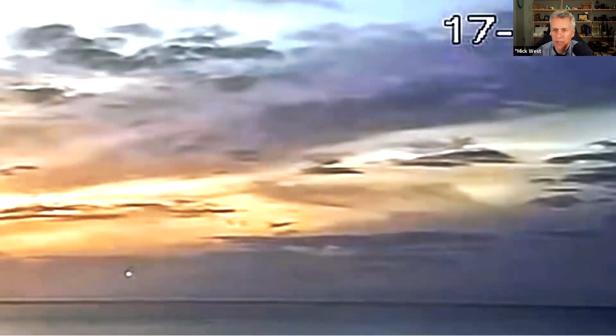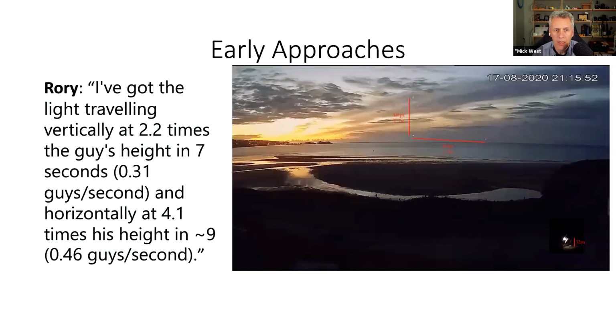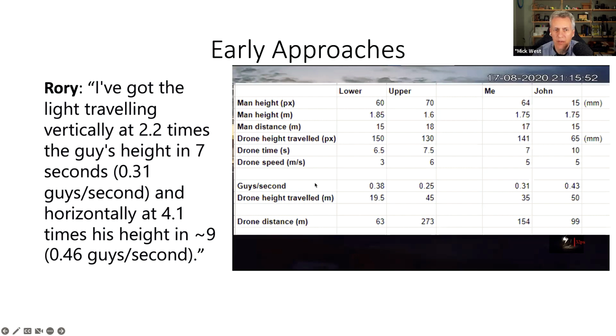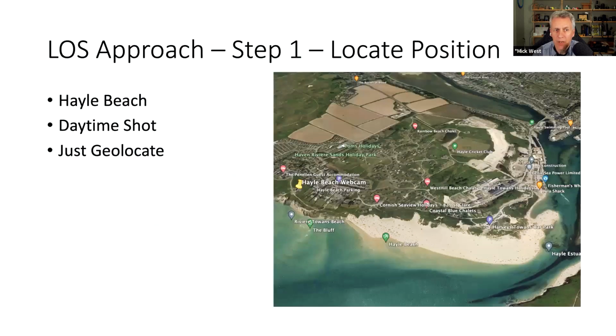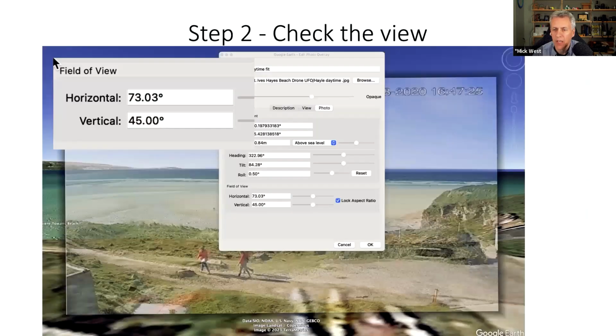So how can we actually figure this out? Somebody did a simple analysis by taking 2 simple measurements from the video, using this person's height in the corner to try to determine how fast it was moving. It kind of works. It gives you some ballpark figures, but we can probably do better than this. Step 1 here was to locate the position of the camera, and we know roughly where it is. We can geolocate it and find the position in Google Earth.